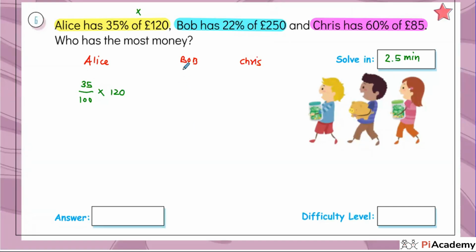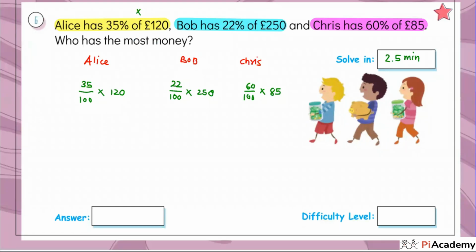Do the same for the remaining two. For Bob, you can say 22%. It means 22 over 100, and instead of "of" you put a multiplication sign, and the amount you have to write like this, 250. Now the last one is Chris. So 60% means 60 out of 100 times 85. After doing this first step, we have to simplify it.